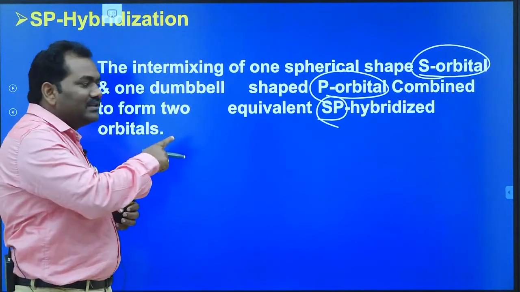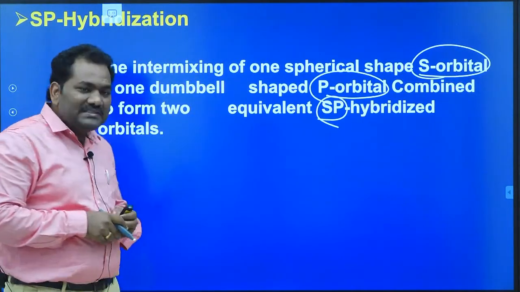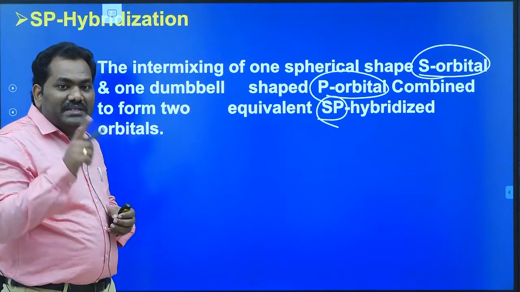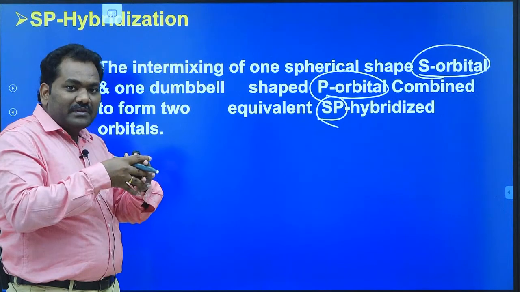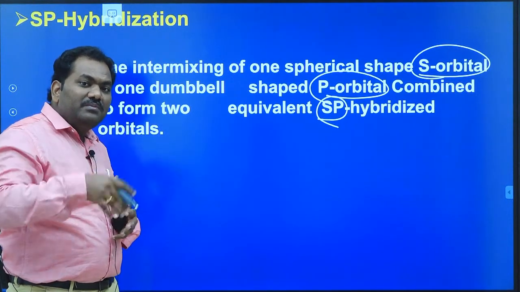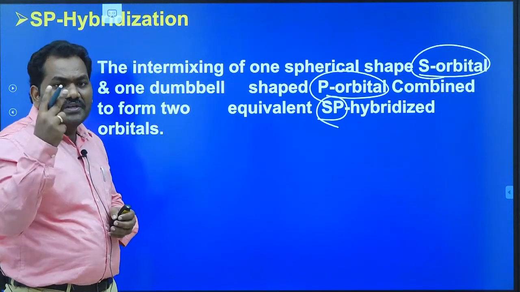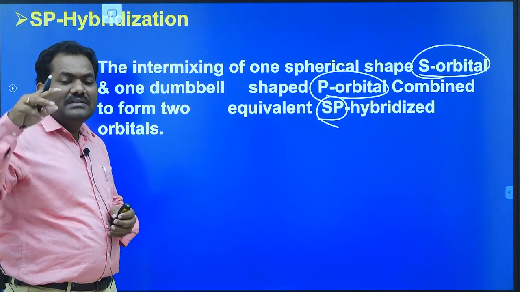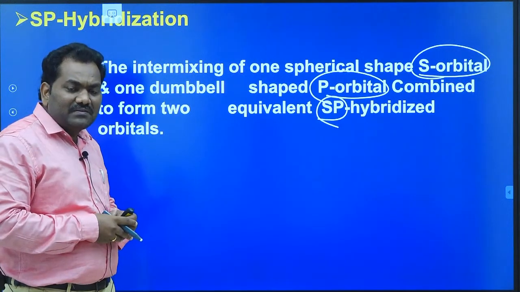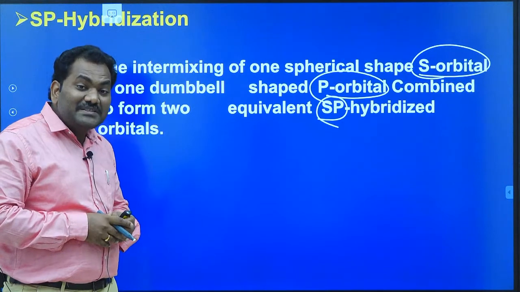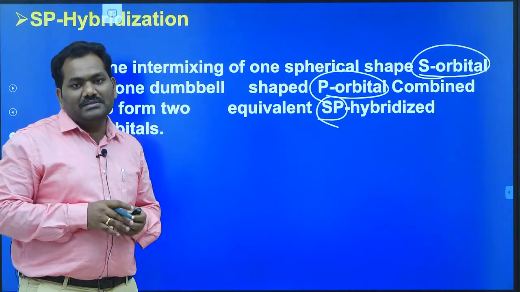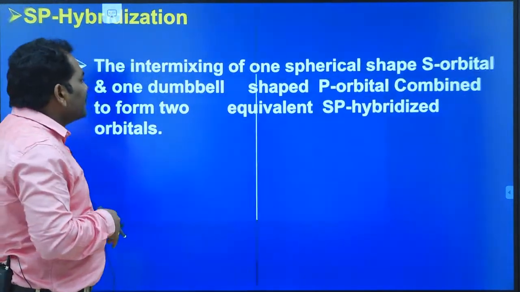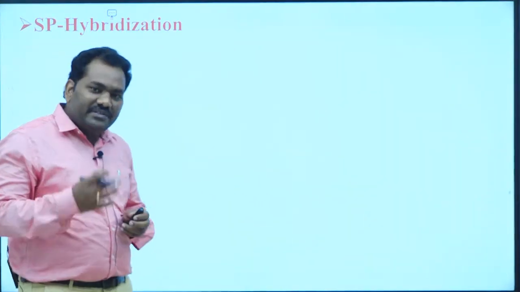Here you observe that the shape of the s orbital is spherical and the shape of the p orbital is dumbbell. Even though they are different, after mixing, a new set of two equivalent orbitals of similar energy and similar shape is formed. Those orbitals are called sp hybridized orbitals. Let's explain this with an animation video.